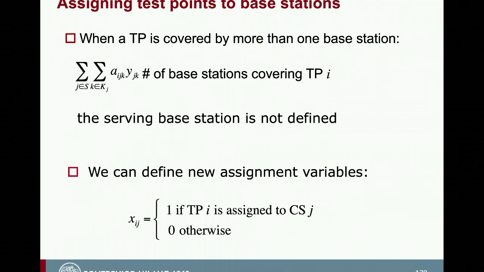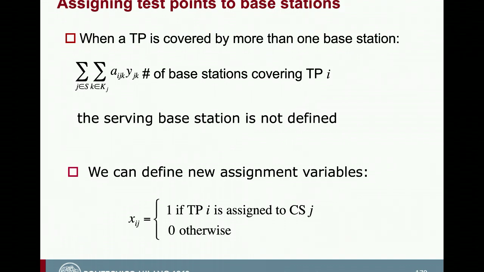And that's pretty normal also in real scenarios, where points of the service area of a radio network are covered by more than one base station. The specific base station that is serving a test point is not defined by the problem, right? We are just asking that it's at least one. Of course, we can add one more variable to the problem such that we can take a decision also on this assignment. So given the set of base stations covering a test point i, we can decide to which one a specific test point is assigned.